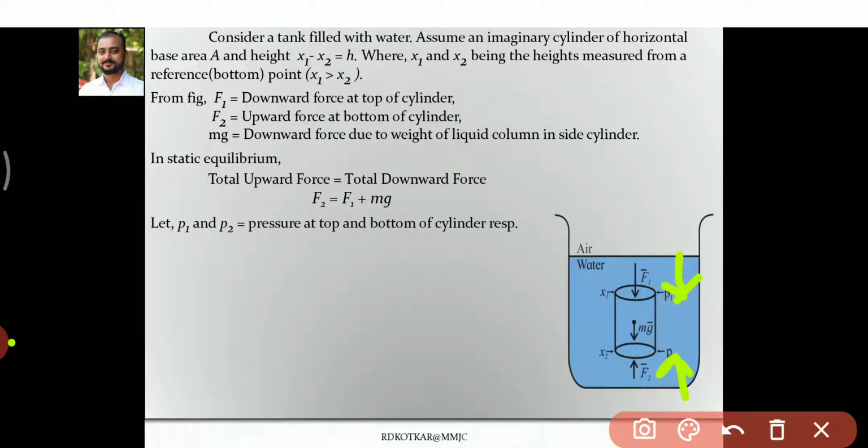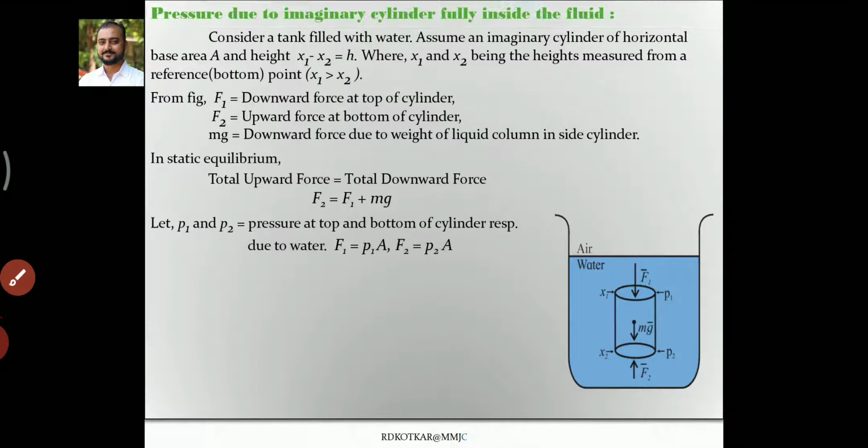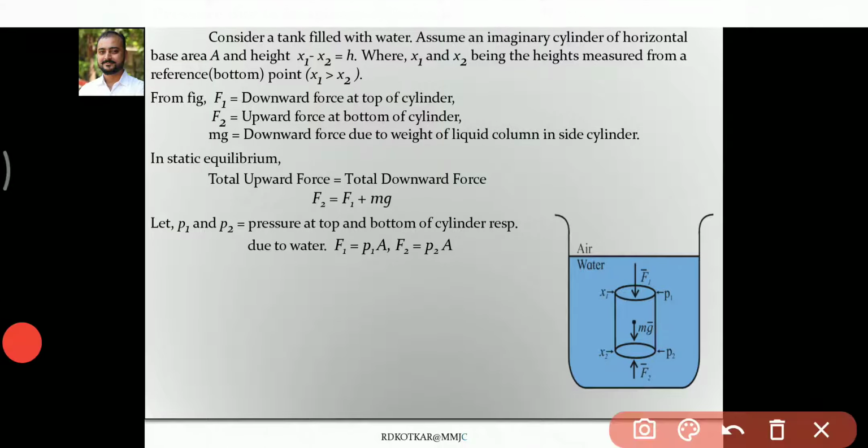So friends, in this manner we consider this. Then according to that, what is the formula? F1 equals, so force can be given by pressure multiplied by area. We have the formula for pressure, P is equal to F divided by A, so F is equal to P multiplied by A. And we consider this for the first case and for the second case.